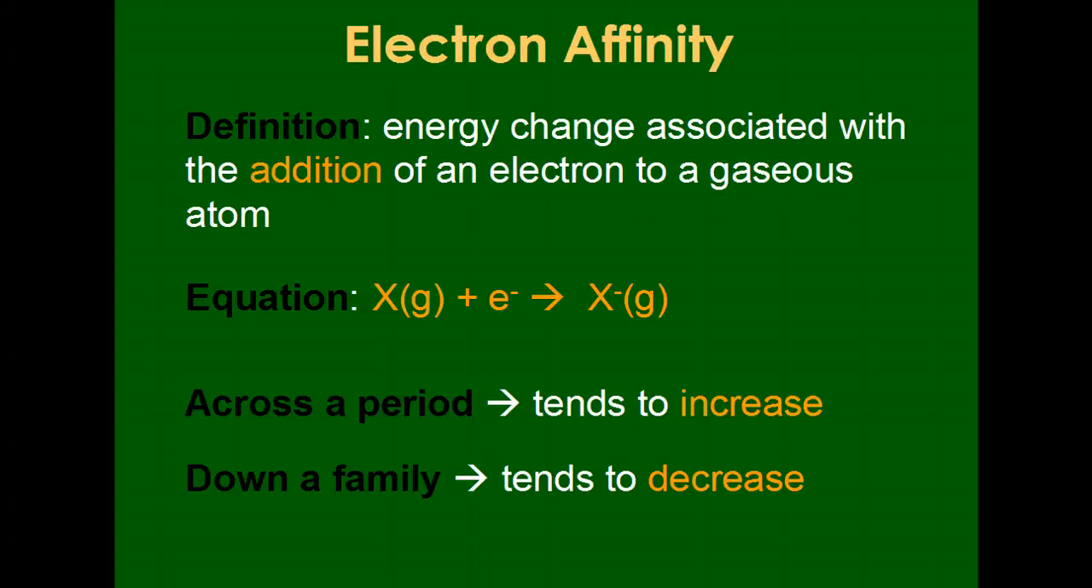Your metals tend to not want to gain electrons, so you're going to see either positive energy requirements because they're going to need energy to be forced to add an electron, or you're going to see very, very small negative exothermic values. As we go down a family, again, the shielding effect dominates. We get further away from the nucleus with our valence electrons, and we will see that the electron affinity values are going to diminish. We're going to release less energy as we get further down because the nucleus just isn't going to care.